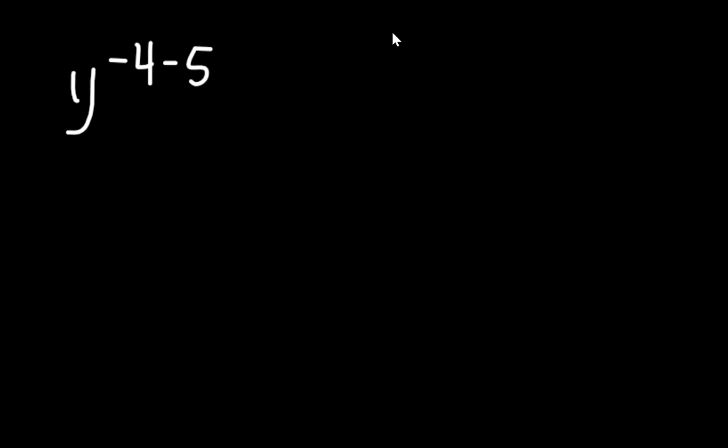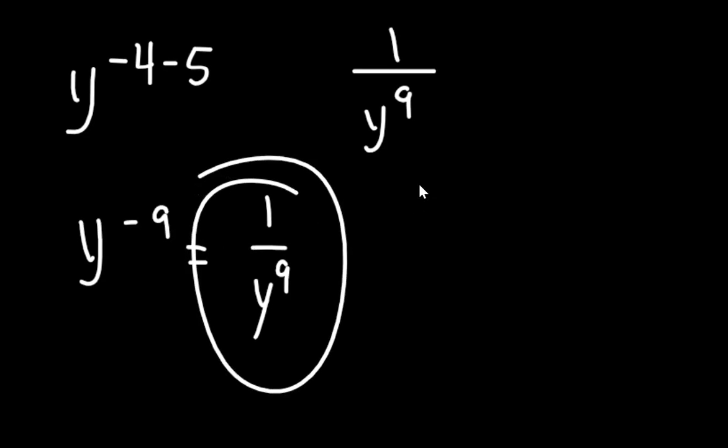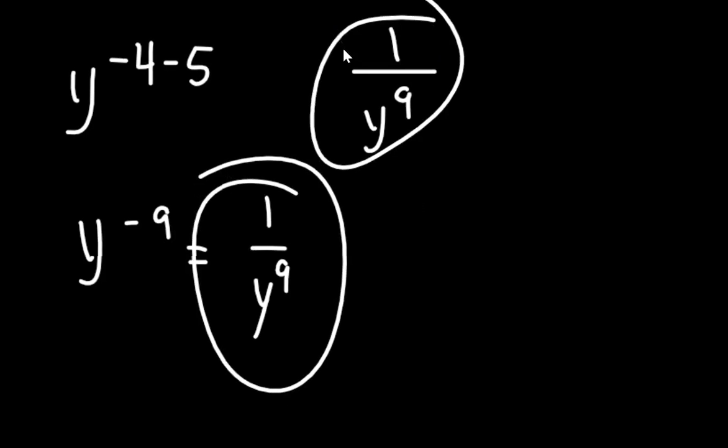If you got the answer 1 over y to the 9th, you'd be correct. This is equal to y to the negative 9, since negative 4 minus 5 is negative 9. And all you need to do when you have a negative exponent is just flip it, and you get 1 over y to the 9th. That's the correct answer. It's really simple.